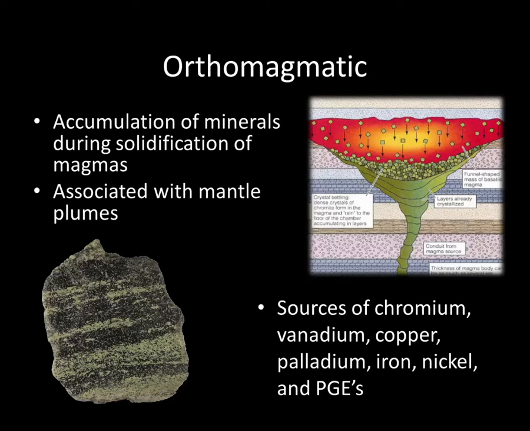If additional pulses of magma are introduced into the magma chamber, the processes will repeat, forming an igneous layered ore body with rocks that may look similar to the specimen pictured on the screen.